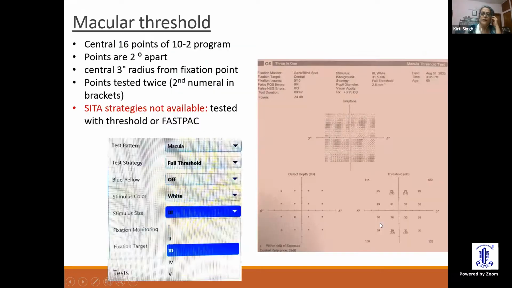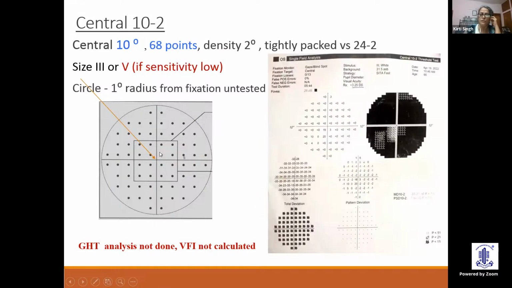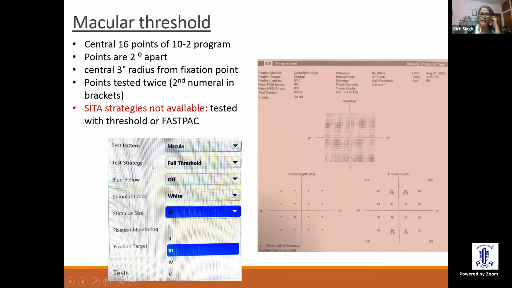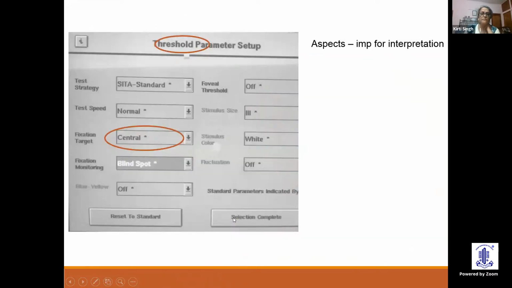Okay. Macular threshold is very, very rarely given to you and very, very rarely done. It is done usually in advanced glaucoma. It is the central 16 points of the 10-2. The points are 2 degrees apart. And why do you have these brackets? Again, a question asked, why do you have these brackets? Because these points are tested twice. Okay. Again, SITA strategies are not available in this.